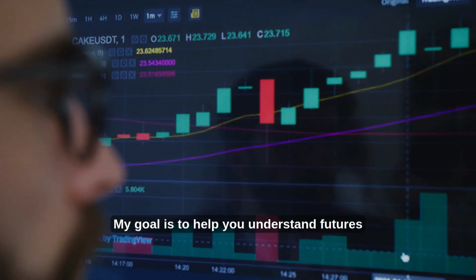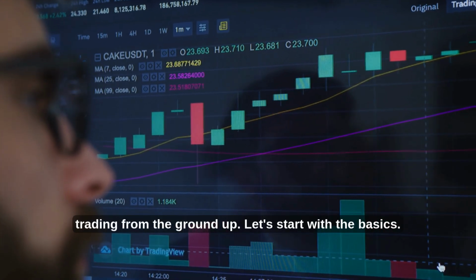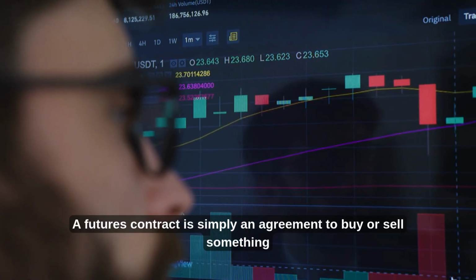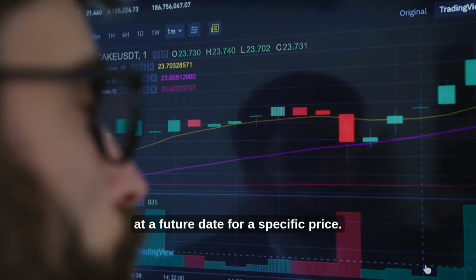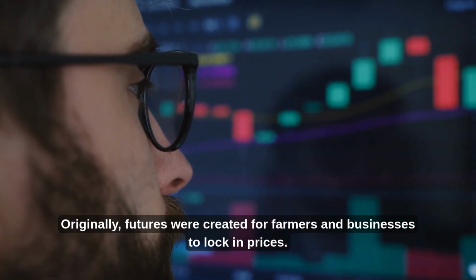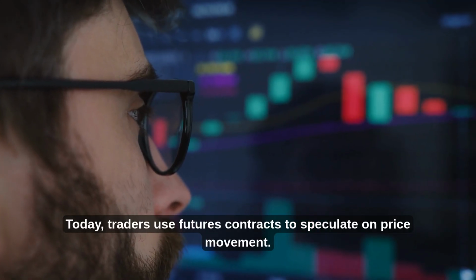My goal is to help you understand futures trading from the ground up. Let's start with the basics. A futures contract is simply an agreement to buy or sell something at a future date for a specific price. Originally, futures were created for farmers and businesses to lock in prices. Today, traders use futures contracts to speculate on price movement.